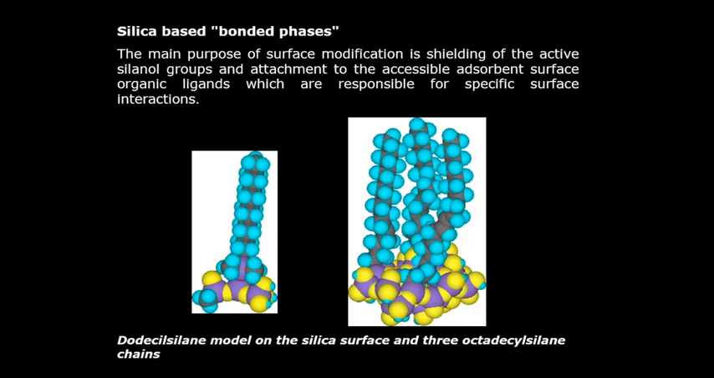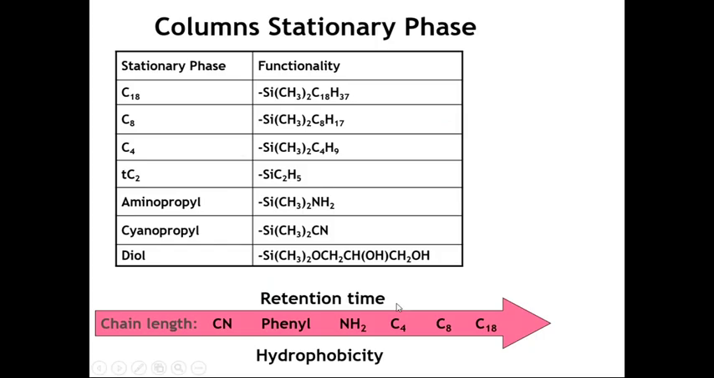So what are these bonded phases? These bonded phases are chemically bonded. What you can see here is a C8, and this is showing you three C18 molecules which are bonded to the silica. The stationary phases that are currently available and used are the C18, the C8, the C4, the C2, aminopropyl, cyanopropyl, and diol. We also have the C30 columns, which we use for beta carotene separation, but they are very rare.